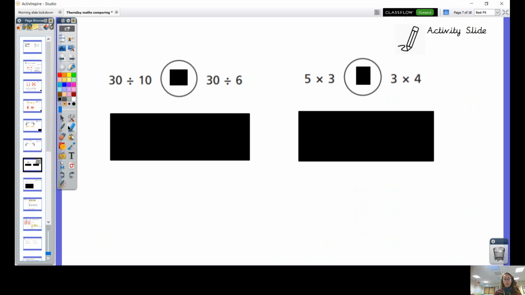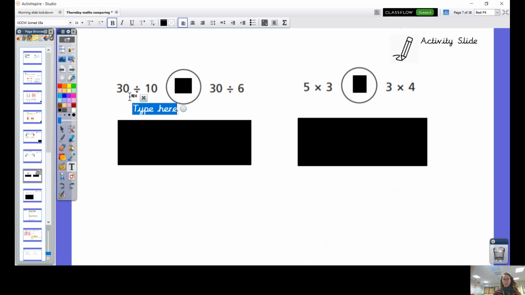Now let me have a think about how to work this out. So I could draw myself a picture if that was helpful. I'm going to use some number facts, I think, for me today. So 30 divided by 10, I know my 10 times table. I know that 10 goes into 30 3 times. So my total on this side is going to be 3. Now let's have a look at this side.